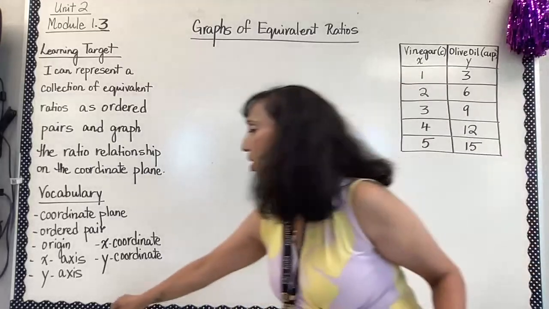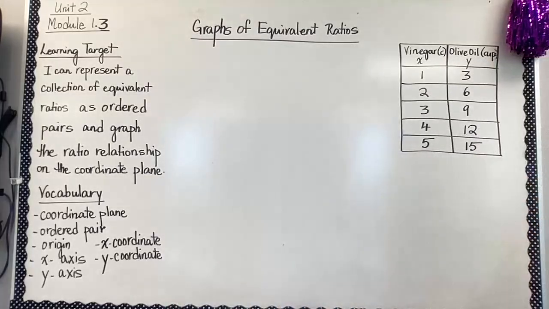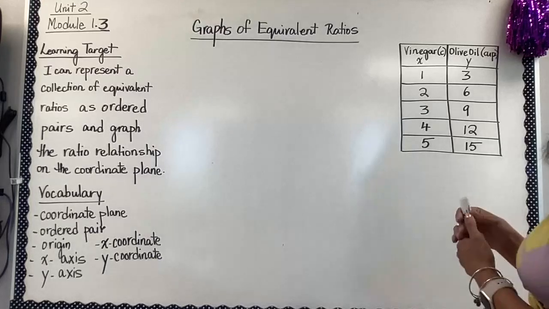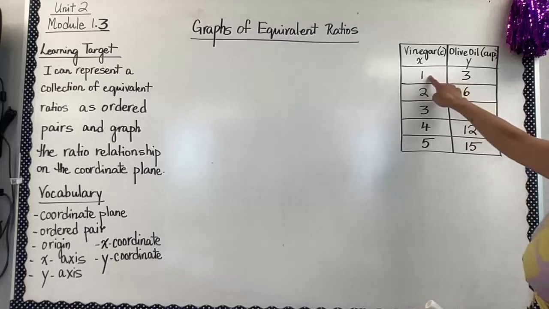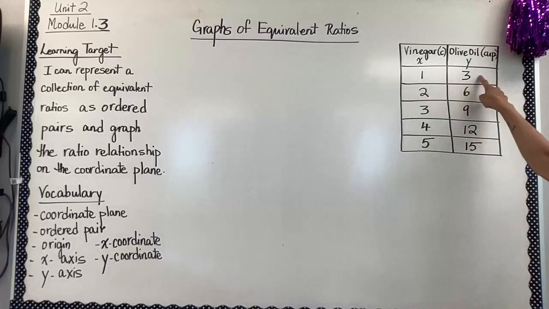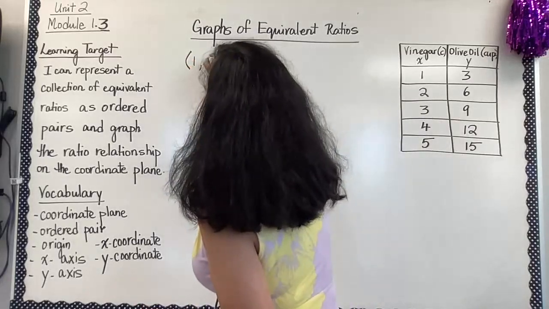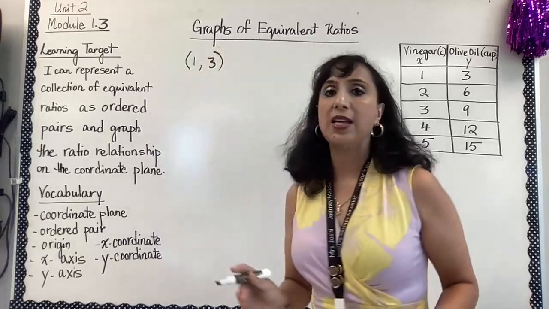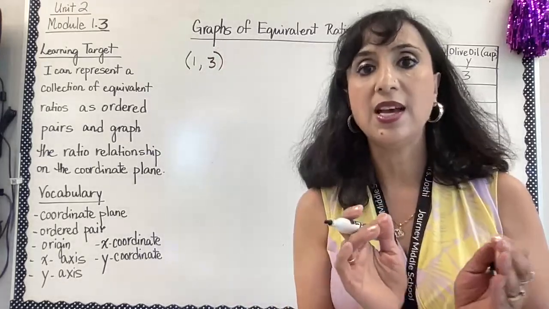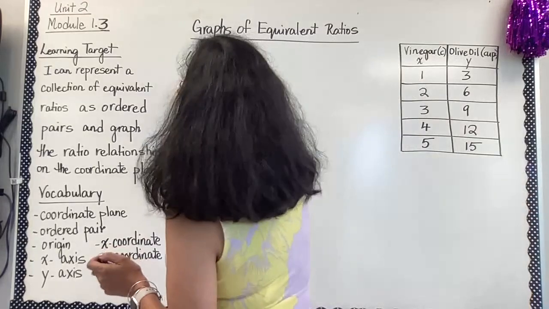Each pair of equivalent ratios that we have can be expressed as an ordered pair. So here's an ordered pair: when x is 1, y is 3. So here is my first ordered pair. An ordered pair is written within parentheses.